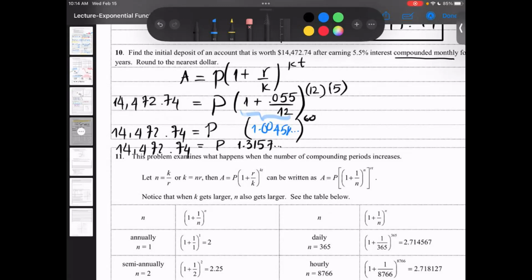And now I divide both sides by 1.3157. So P equals 14,472.74 divided by 1.3157. So my principal was $11,000, rounded to the nearest cent. And it's US dollars, so we're going to put that.